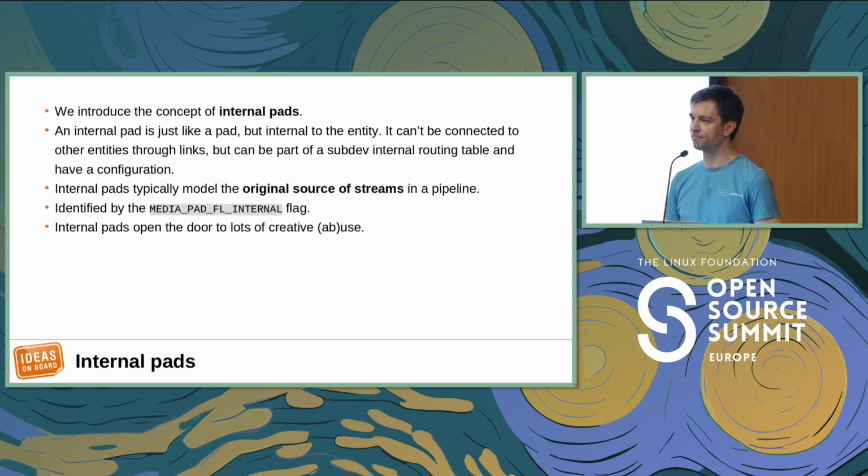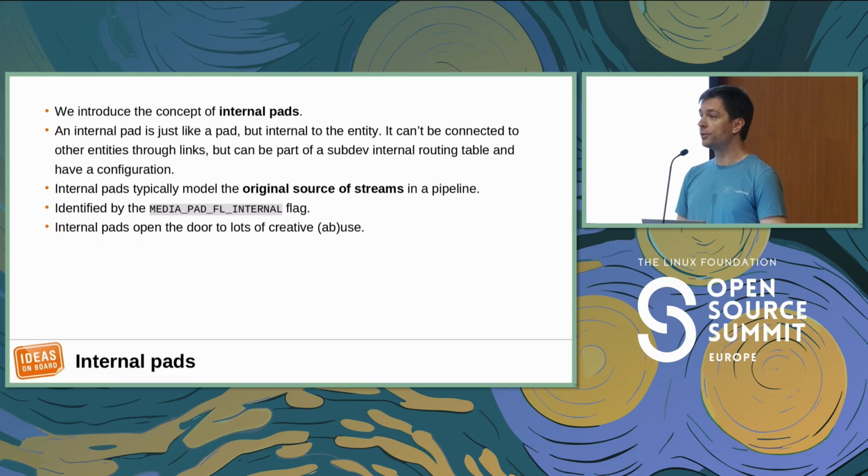the introduction of what we call internal pads. So it's kind of reusing the concept of pads because they're useful and everywhere in the API. And an internal pad is just like a pad, except that you cannot connect it with a link to something outside of your subdev. It models the ultimate source of the data inside a subdev. So it models the pixel array, for instance, that generates the pixels. You can use them in the routing table inside your subdev. That's how you create your streams. You can query the format. You can set the format. You can configure them inside your subdev, but you're just not allowed to connect them to something external. And they are identified by a flag that says that those are internal pads.